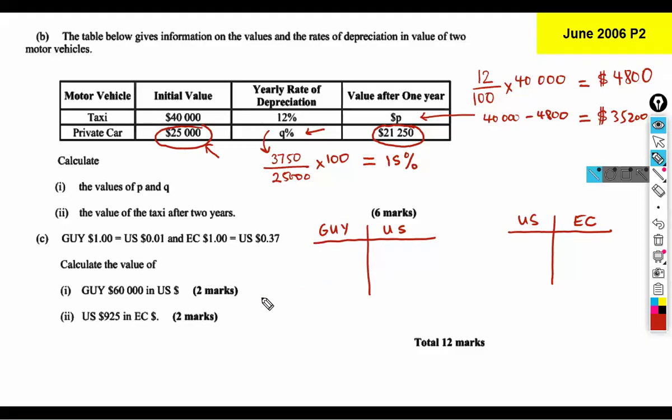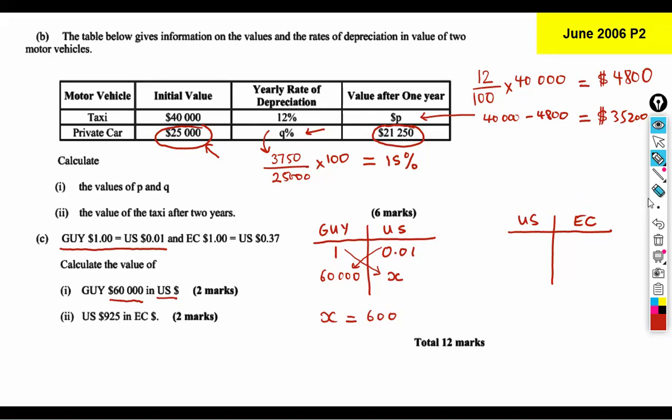Right. So the calculator, oh, they just want $60,000 in US. Well, they can't ask for anything easier than that, right? Because according to the exchange rate, one Guyanese dollar is equal to 0.01 US. They gave us that, right? And now they gave us 60,000 Guyanese dollars. We want to convert it to US. So we cross multiply. 1 by X is X. And when you have your calculators, 60,000 by 0.01 is 600.